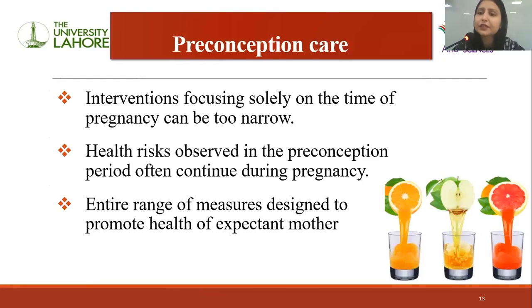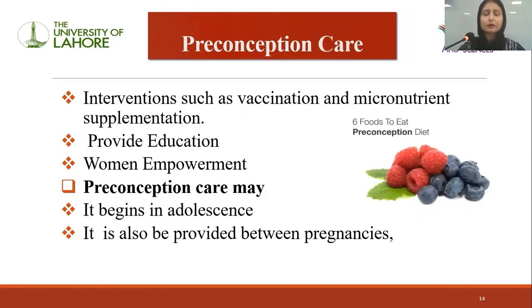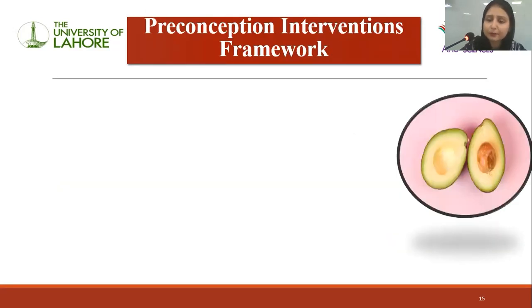So we divided maternal nutrition into three steps: before conception, during pregnancy, and after pregnancy. So what is preconception care? The preconception care is the care that a female gets before conception, and it starts at the time of adolescence. So we should focus on all the macronutrients as well as all the micronutrients. We should provide education to the mothers, and there should be women empowerment. That is an important goal of the Sustainable Development Goals and Millennium Development Goals.